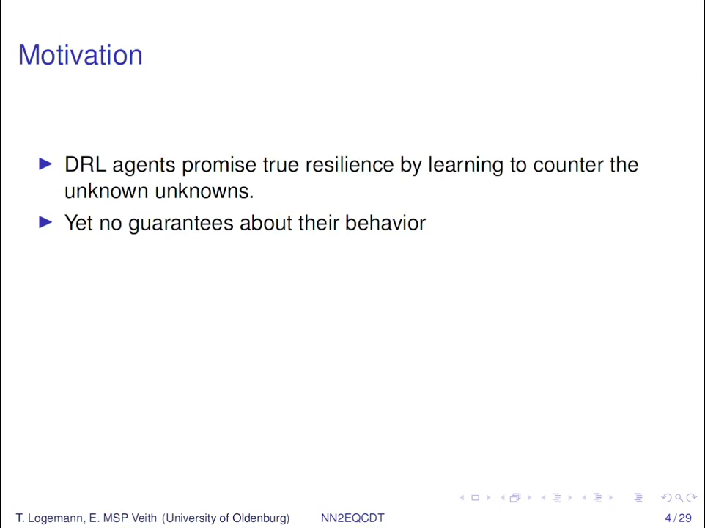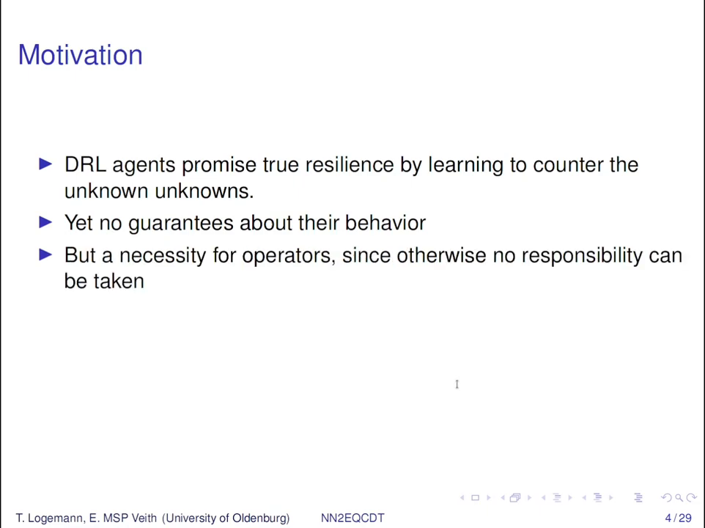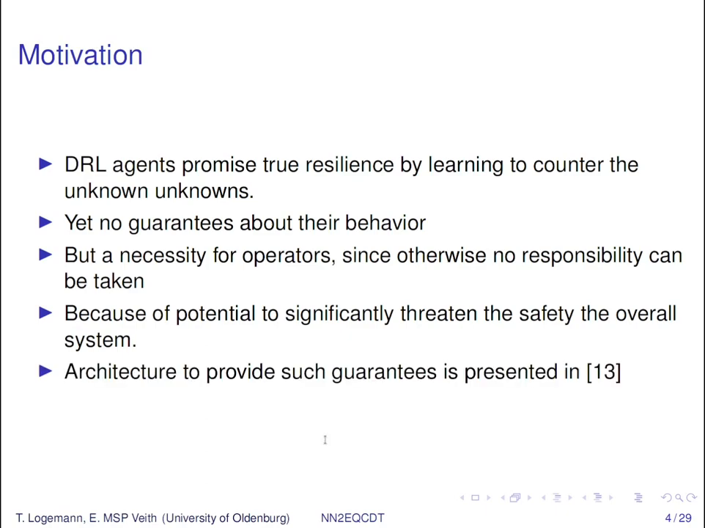One issue is that DRL may be used to train black box DNN models that are not interpretable, unlike other models like decision trees. But it is a necessity for operators to have controllers with guarantees to handle the risk. Otherwise, no responsibility for a control system with unknown behaviors can be taken, especially in critical or very critical applications such as CNIs, because the controllers have the potential to significantly threaten the safety of the overall system. For critical applications, we already presented an architecture that has the potential to provide such guarantees.